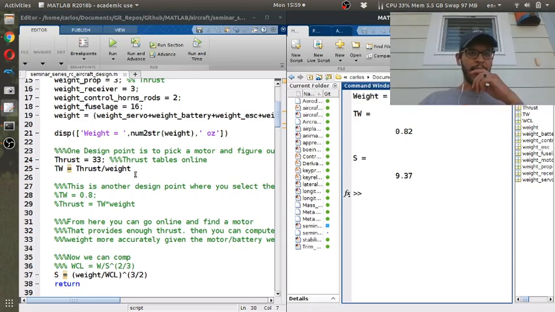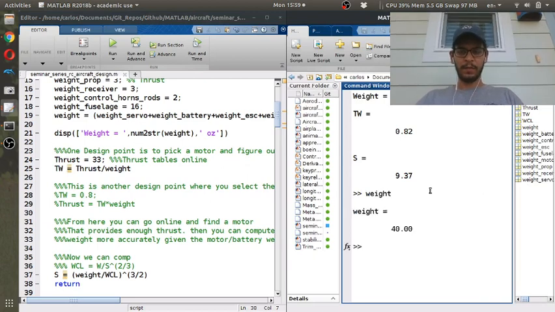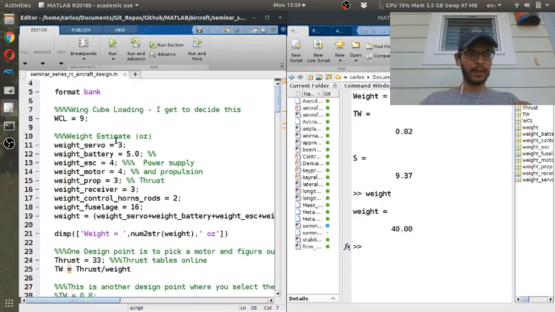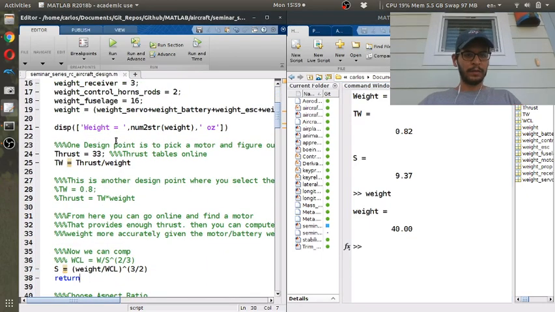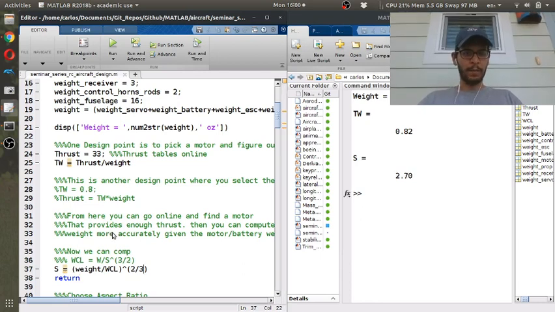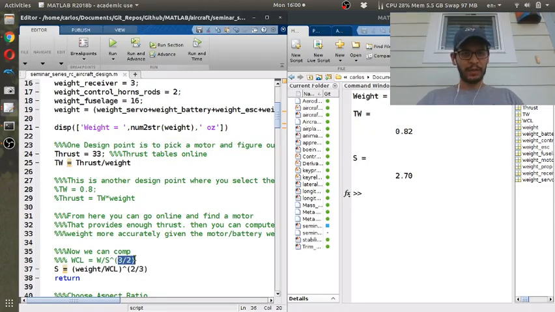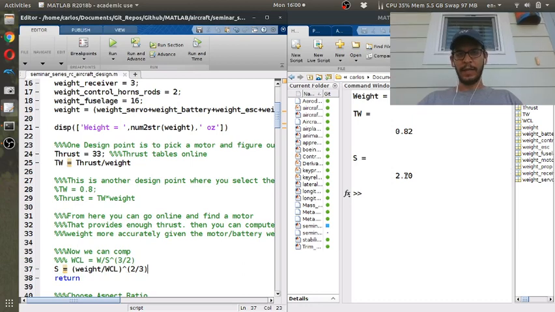9.37. This is ounces. Weight is in ounces. 40 ounces. Did I do this math wrong? Weight divided by wing cube loading was 9. Give me 1 second. Okay, I went back and looked at the equation. It's actually weight divided by S to the 3/2. So I just had to transpose these two numbers. And so then I got 2.7, and that's in square feet.